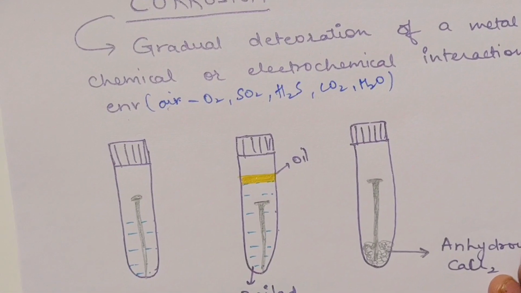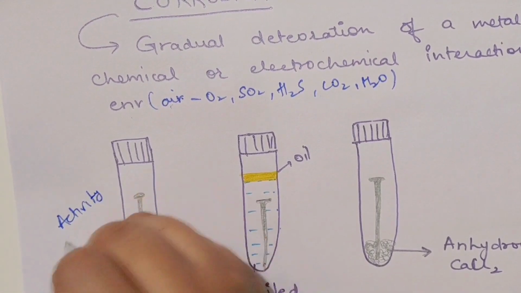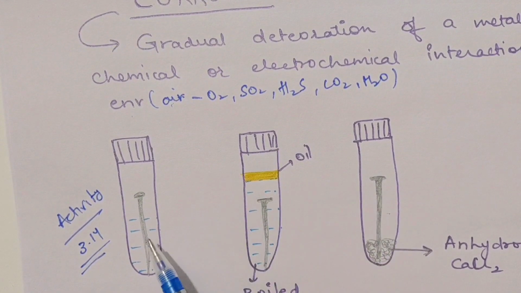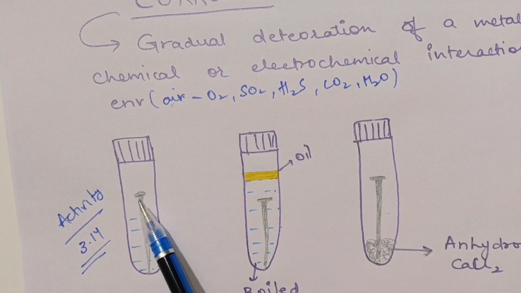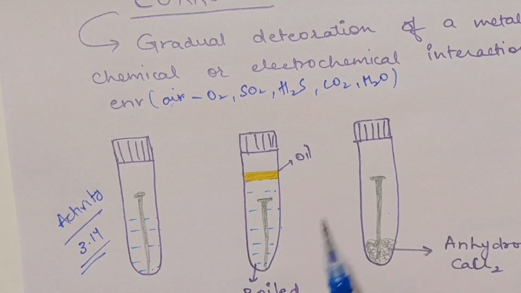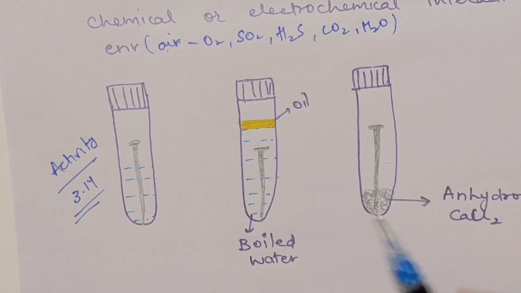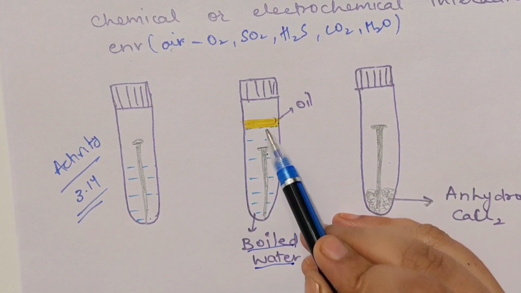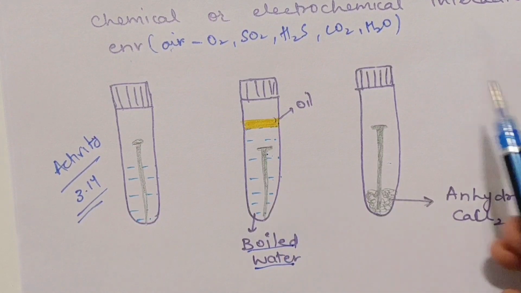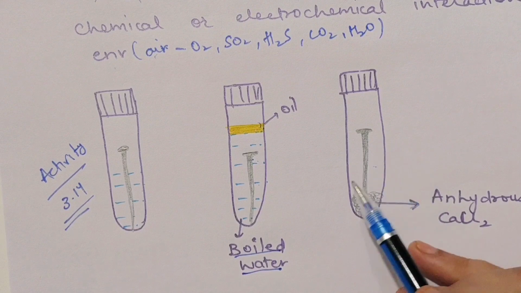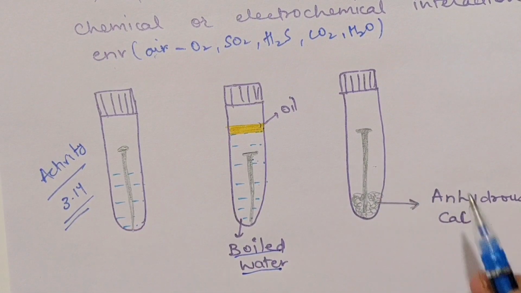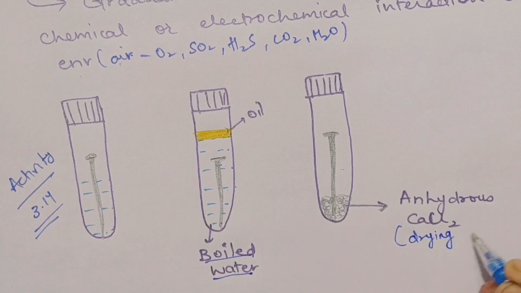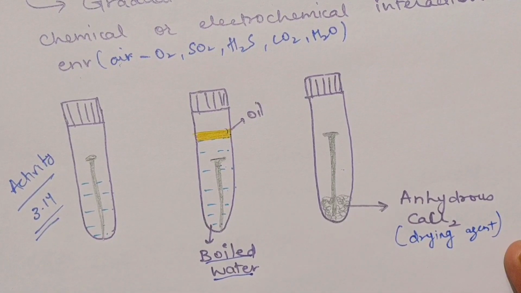So this is activity number 3.14, and let's see what happens in this activity. Here we have 3 test tubes. The first test tube has water and air and has an iron nail in it. The second test tube has water, but it's not any water, it's boiled water. And then there's a layer of oil on it, and then there's an iron nail which is completely immersed in the boiled water. Then in the third case, we have a test tube, no water, only an iron nail, and here we have anhydrous calcium chloride as well. Anhydrous calcium chloride is a good drying agent. So let's see what happens in each case.